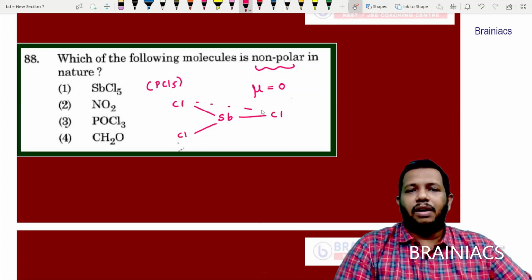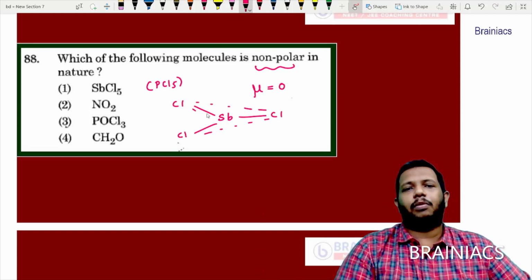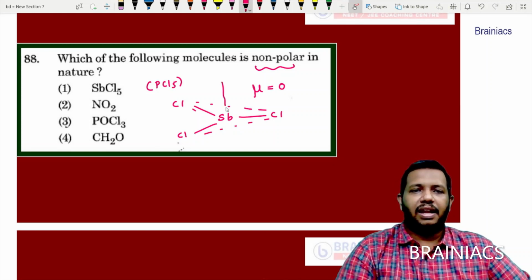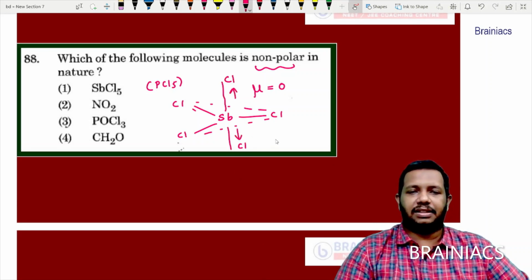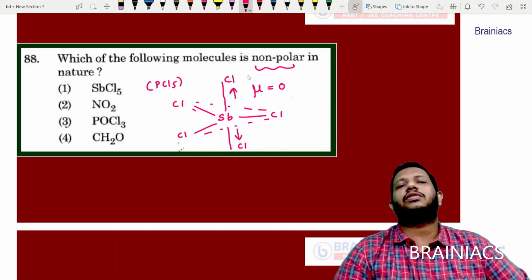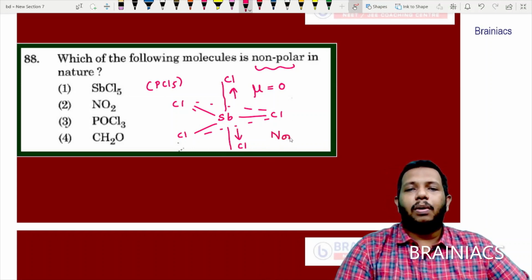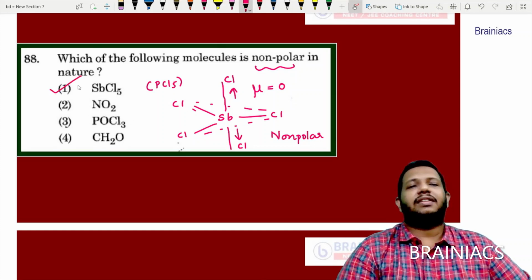So it is in one plane, and the net dipole moment will be 0 here, and you have another chlorine situated like this. Since both of them are in two different directions, here also the dipole moments will cancel each other. So the net dipole moment of this compound is equal to 0. That means this is a non-polar compound. There is no polarity, so I can say option 1 is the correct answer.